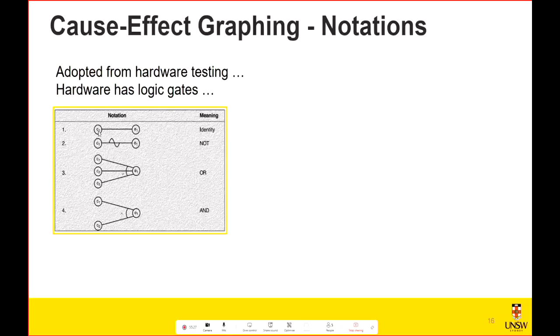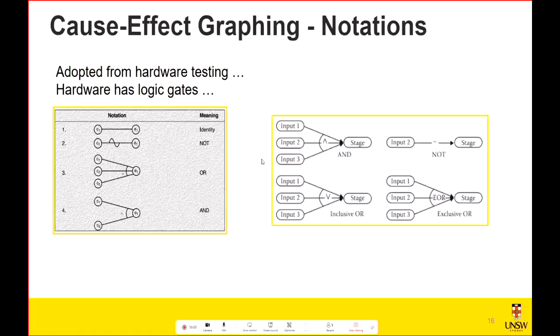So basically, C1 to E1 means C1 can cause E1. So condition 1 or cause 1 can cause effect 1. And C1 with a NOT to E1 means not C1 can cause E1. And these C1, C2, C3 to E1 means any one of them can cause E1. And the last one means both C1 and C2 must be satisfied in order to have E1.